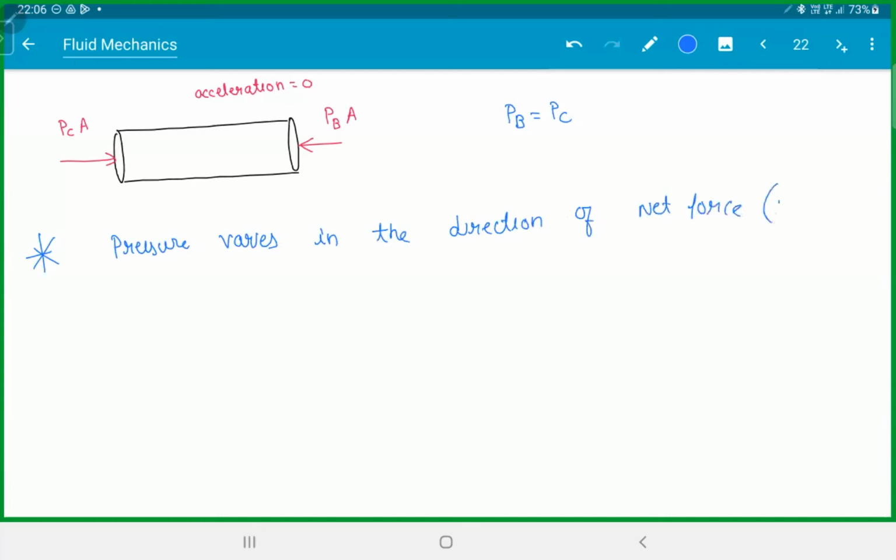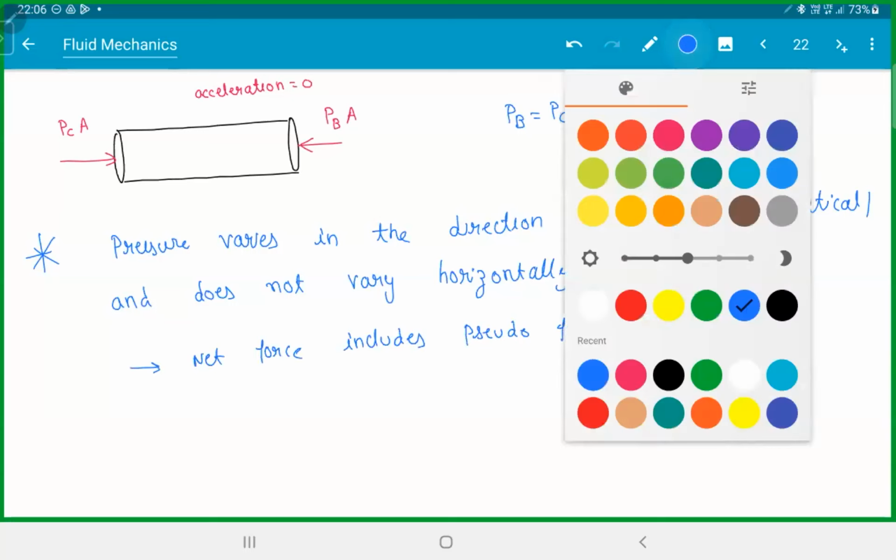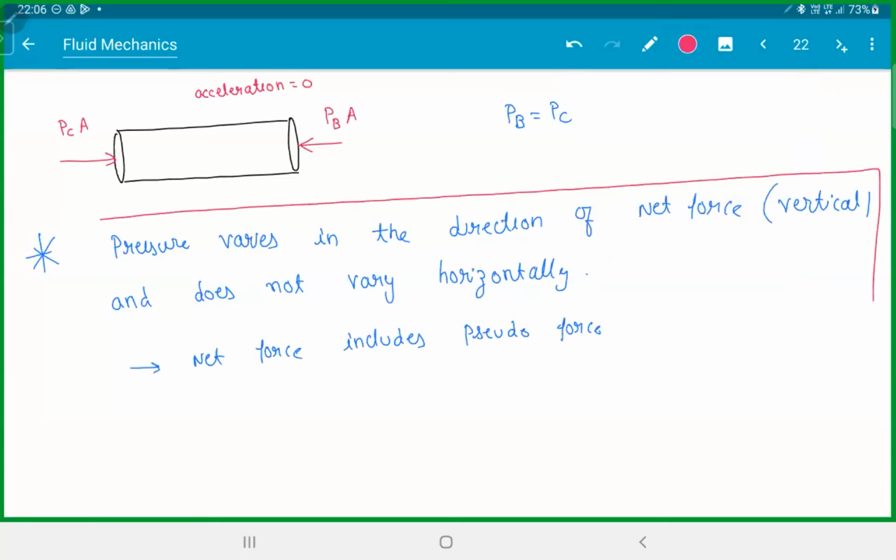Which we call as vertical. See, when you say up and down, right, the whole concept of up and down is what? The direction of net force. And it does not vary horizontally. Again, remember, net force means what? It includes the pseudo force. Let me give you some examples.